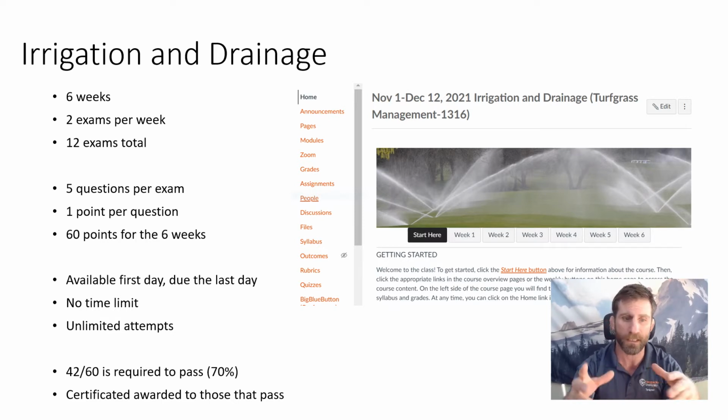All of these exams are available the first day of class and they're due the last day of class. So you can do this as fast or as slow as you want, keeping in mind that they're all due the last day of class. There's no time limit on the exams and you can do unlimited attempts. So if you get a bad score, you can do it again and keep taking the exam till you get the best grade possible.